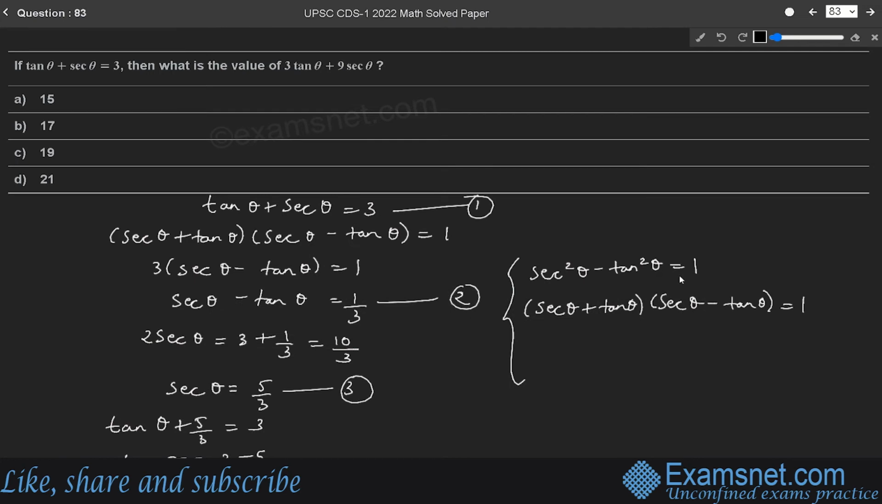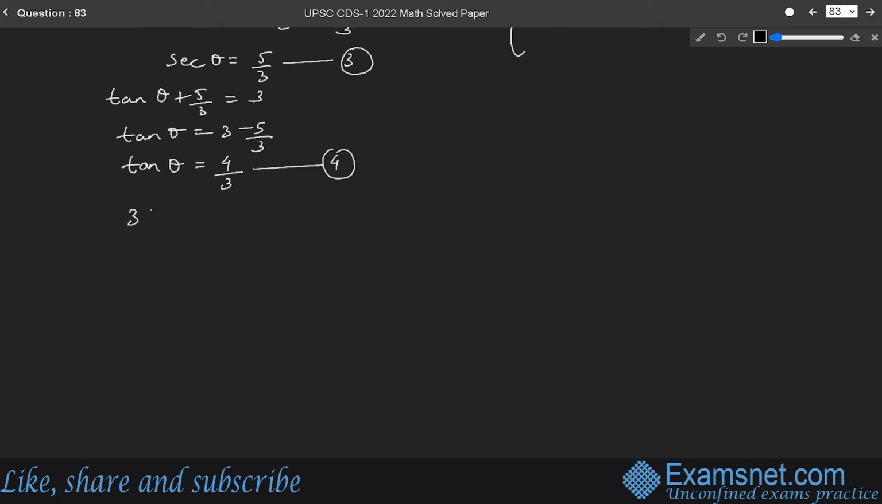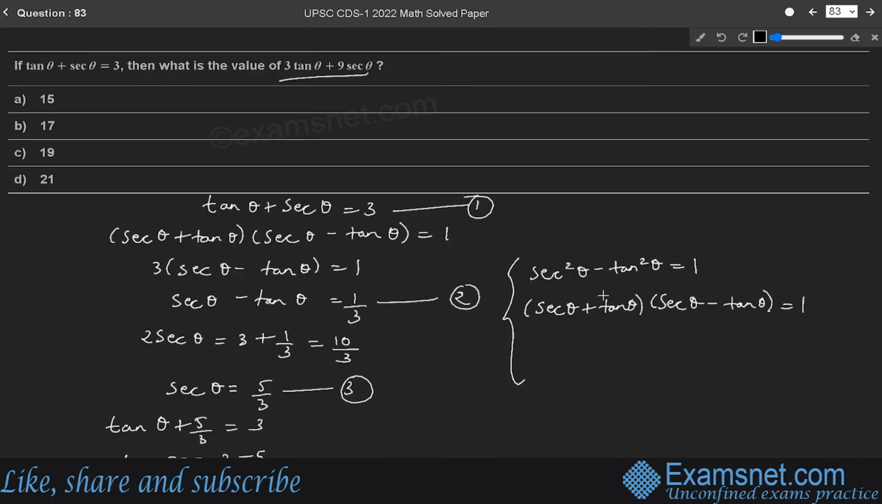Now look at the question. We have to find 3 tan theta plus 9 sec theta. We already have the values for tan theta and sec theta. So putting the values here, we will get 3 into 4 by 3 plus 9 into 5 by 3, which will be equal to 4 plus 15, which gives 19. Therefore, the required value of 3 tan theta plus 9 sec theta is 19. So the correct option here is option number C.